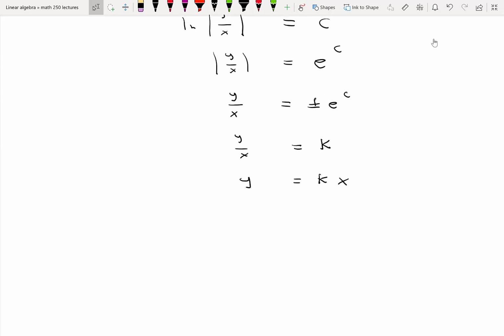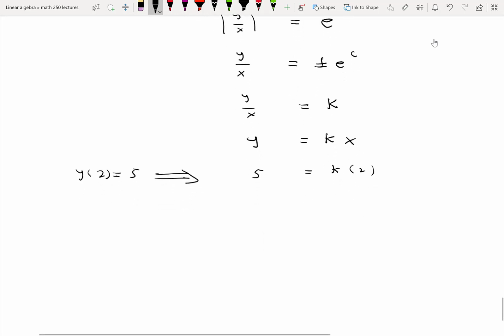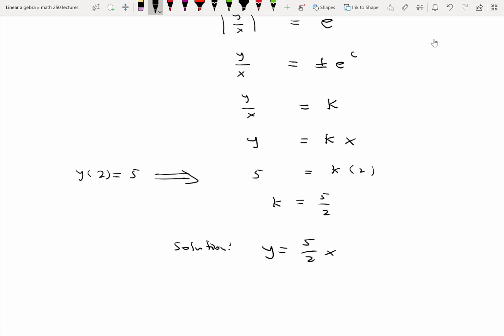Okay, but I have an initial condition. Y of 2 equals 5. So substitute that into the solution. So y is 5 when x is 2. Okay, so that says the constant should be 5/2. So the solution doesn't have an arbitrary constant in it. It is y equals 5/2 x.